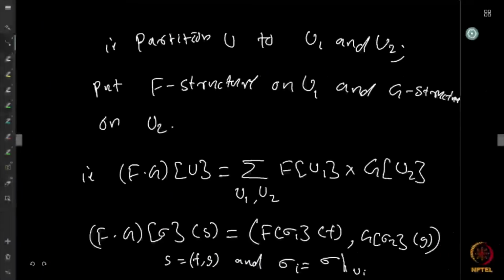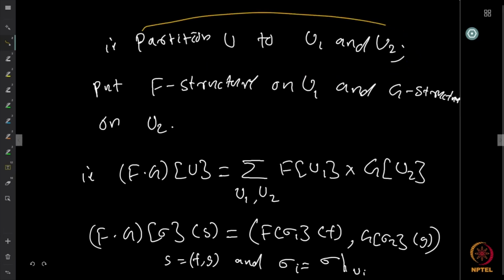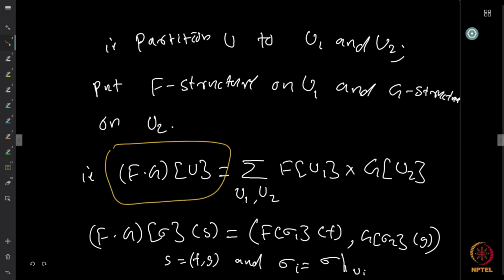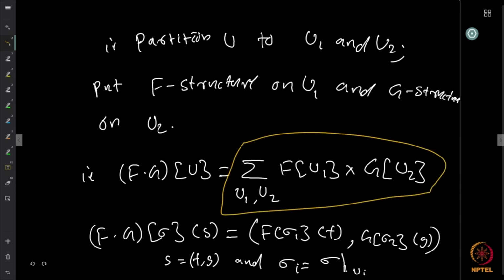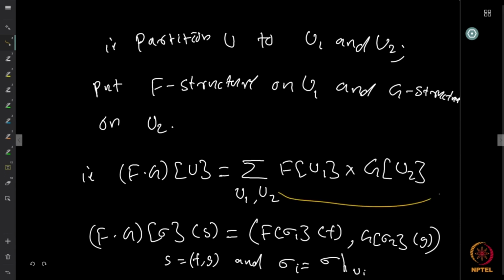So basically, when we are looking at the product, it's partitioning the set U into two sets U1 and U2, right? Put an F structure on U1 and a G structure on U2, right? And then because of this, we know that F dot G on U is basically the different ways you can do this to U1 and U2. F of U1 and G of U2, you are looking at the Cartesian product. And this will be our structures, right? The structures will be of this type, F of U1 cross G of U2.